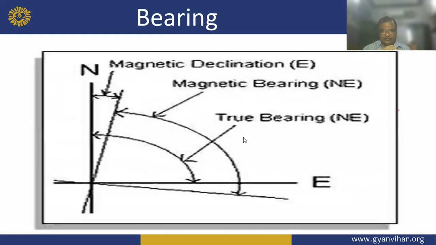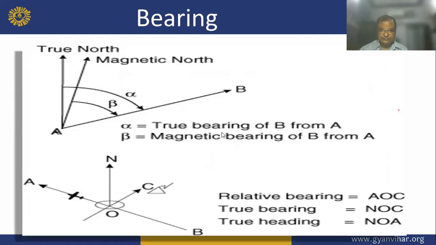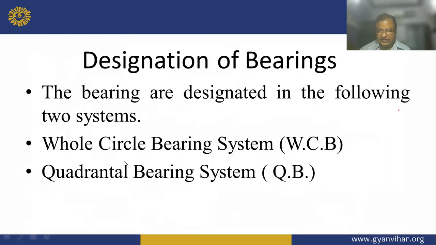So this is the line diagram of magnetic bearing, magnetic declination and true bearing. This is the diagram. What is the magnetic bearing? True bearing. True north, magnetic north. This is the figure. And this is the figure of relative bearing.